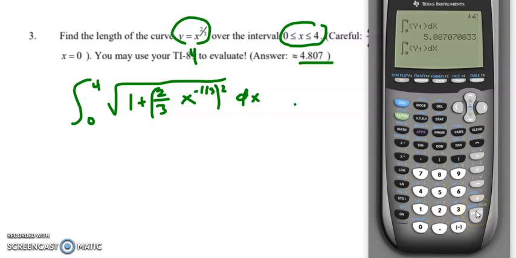I'm going to go ahead and hit enter, and it's thinking. You can see up here. It's thinking. I'm going to hit pause while it thinks. And I'm back. It took me a while. It took the calculator a while for that one. So I did get the 4.807 that we were expecting to get.